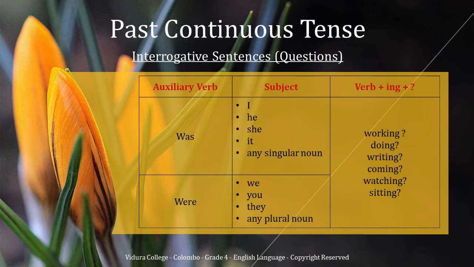In past continuous tense, we have only 2 main helping verbs. They are was and were. And you know how to select the helping verb according to the subject. Let me give you an example. Was she writing a letter? And at the end of the sentence, you have to write the question mark. Were you writing a note? Like that, you can make questions using this structure.